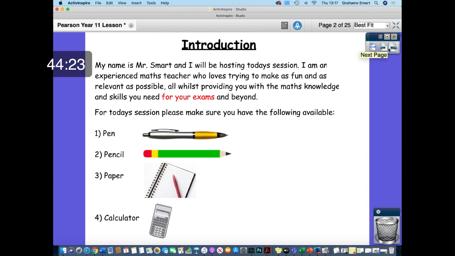So just to say though, even though we're going to be doing a lot of technology stuff, you still need a pen, pencil, paper, calculator. If you've got any graph paper or squared paper nearby, that would be particularly useful for today's session, and it would just help you out with the box plots, which is what we'll get to in the end by the end of today's session.